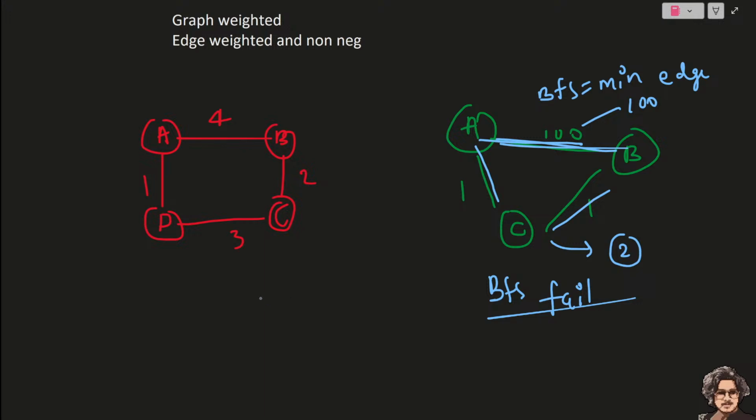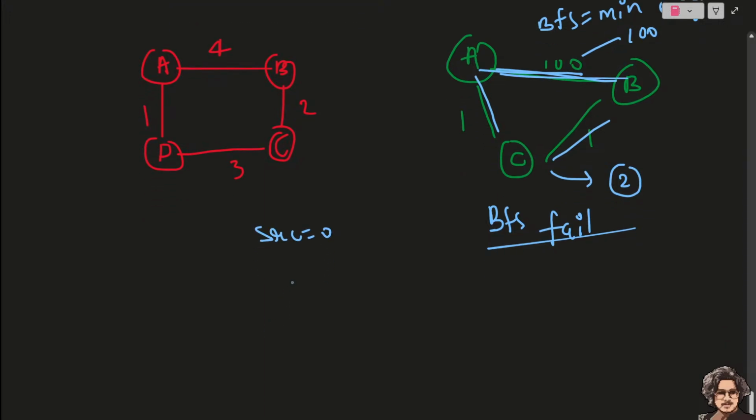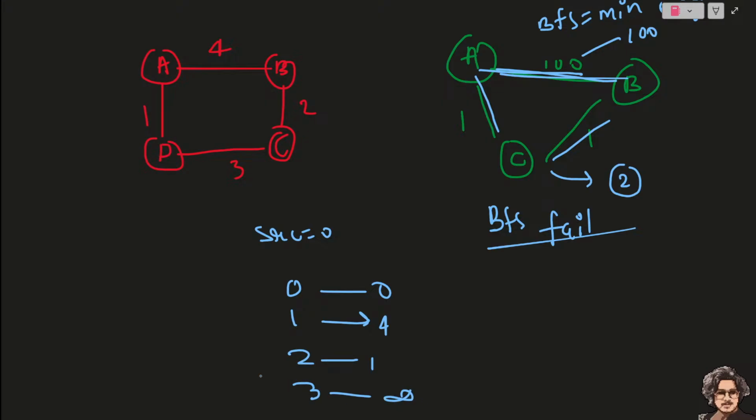So we want to make a distance table like this. If the source is 0 in some graph, then from source to source is 0. To 1 we have to take weight 4. To go to 2, we take 1. For the other positions, we put infinity.